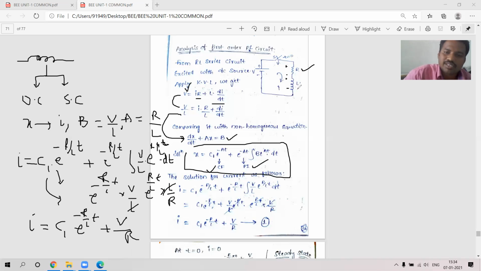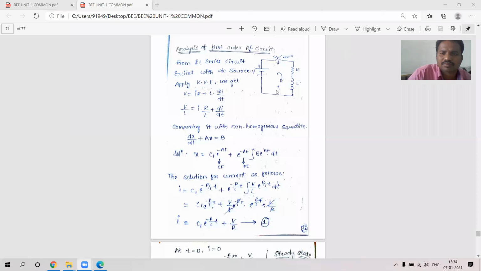Actually, if it is an open circuit, what will be the current? Zero. But it is not an open circuit. We know that initially this inductor is open circuit, that means the past history is open circuit, then finally it will become short circuit. So based on that past history, let me substitute into these equations. Let me clear all these things first.